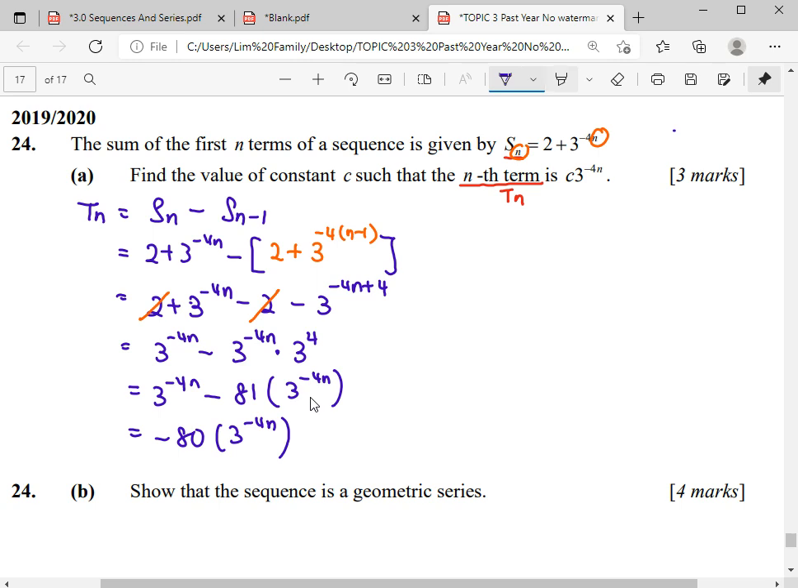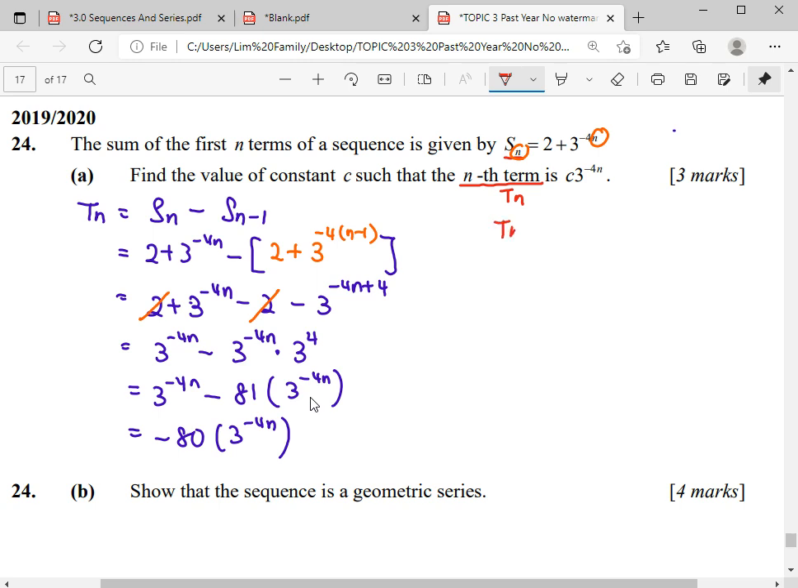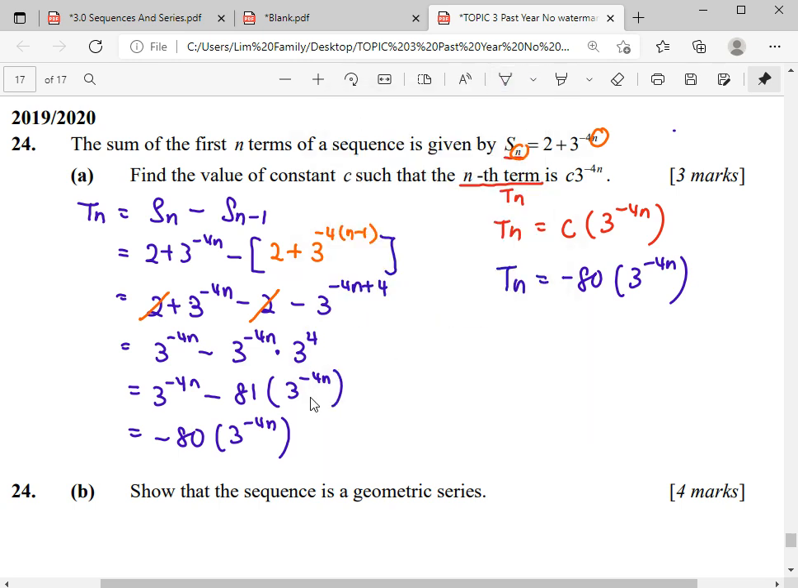Alright, we compare back to the question. The n term, Tn, is equal to C times 3 to the power of negative 4n. And what we get here is Tn equal to negative 80 times 3 to the power of negative 4n. So we can conclude that the C constant here is negative 80. This is how we find the C constant.